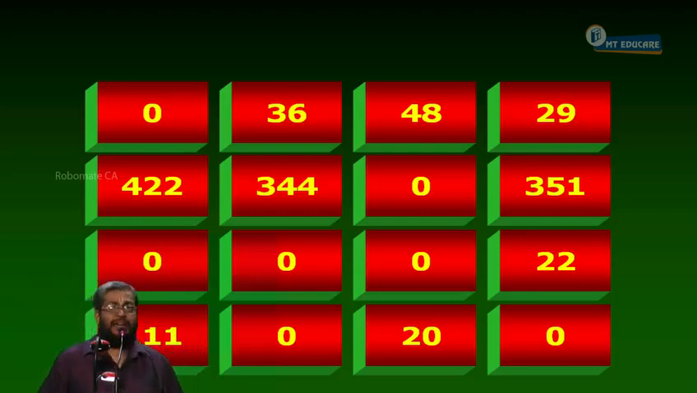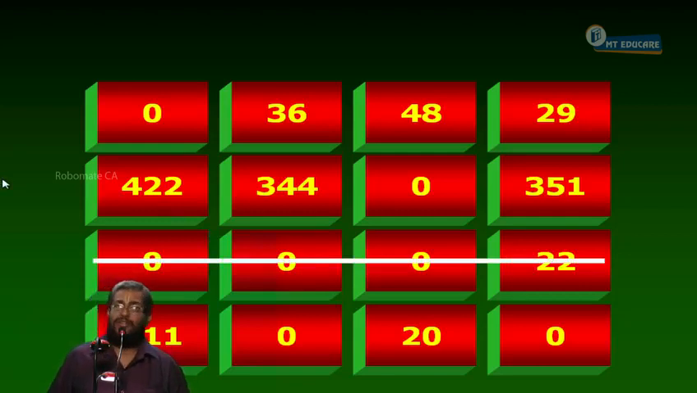Now, can you proceed? Tell me, is there any row with 4 zeros? No. Any column with 4 zeros? No. Any row with 3 zeros? Yes. Which row? Third. I have to cancel against the third row, dot line against the third row. Any other row with 3 zeros? No. Any column with 3 zeros? No. Any row with 2 zeros?